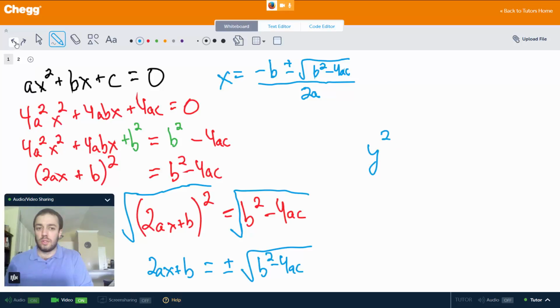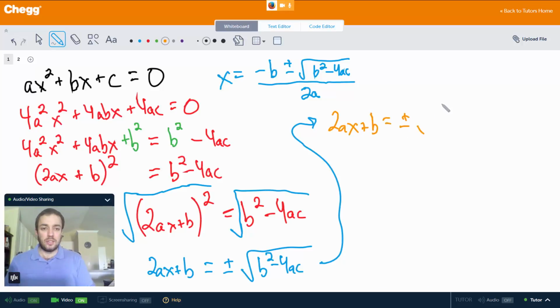Continuing, we're almost there. The worst of it is really over. Let's rewrite it: 2ax plus b equals plus or minus the square root of b squared minus 4ac. Does anything look a little bit familiar yet? See that b squared minus 4ac inside the square root with a plus or minus. Now let's subtract b from both sides, because we want to solve for x, so we have to get the x all by itself. So we get 2ax equals negative b plus or minus the square root of b squared minus 4ac.